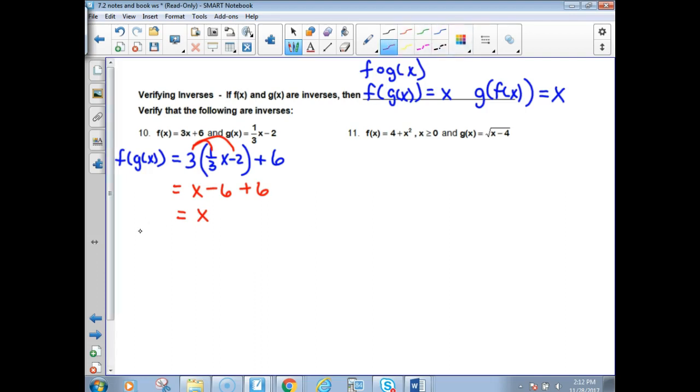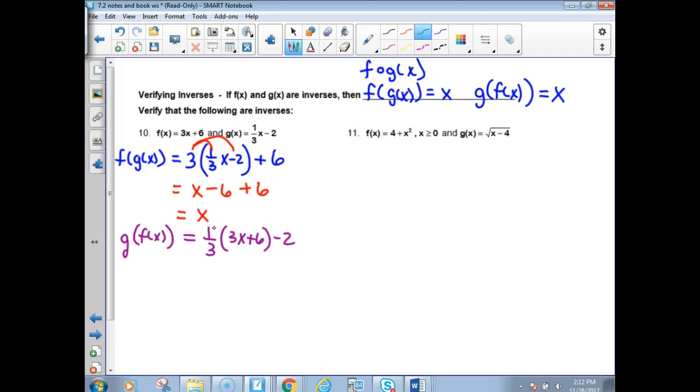The second step, we need to do the g of f of x, which means we're going to put the f function into the g function. The g function takes a third of its input, so we're putting in for x in the g function, 3x plus 6. And then that g function subtracts 2.